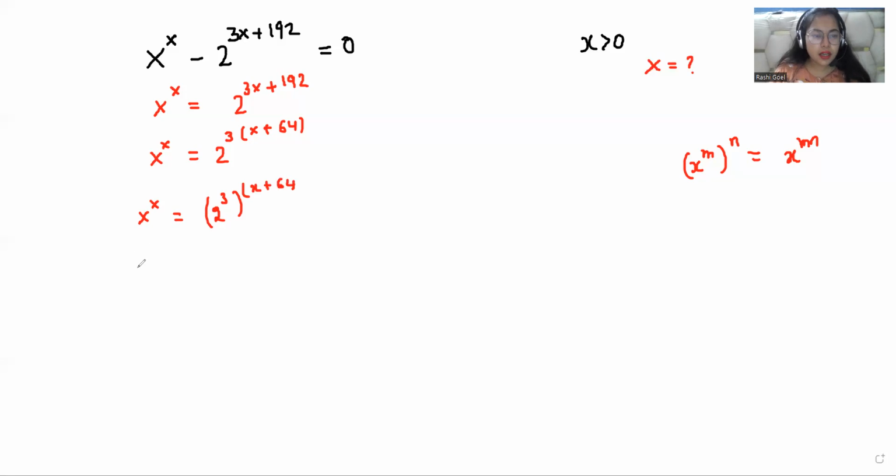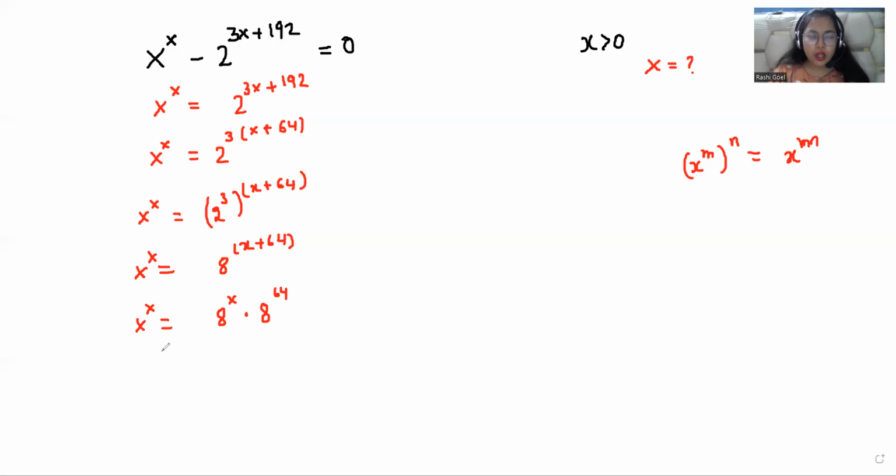I can write it as x^x is equal to 2^3 is 8, and this power is x + 64. X^x is equal to, if there is an addition sign in between the power, that means there is a multiplication, and if there is a subtraction sign, that means there is a division. So there is an addition sign, so we can write it as 8^x times 8^64.